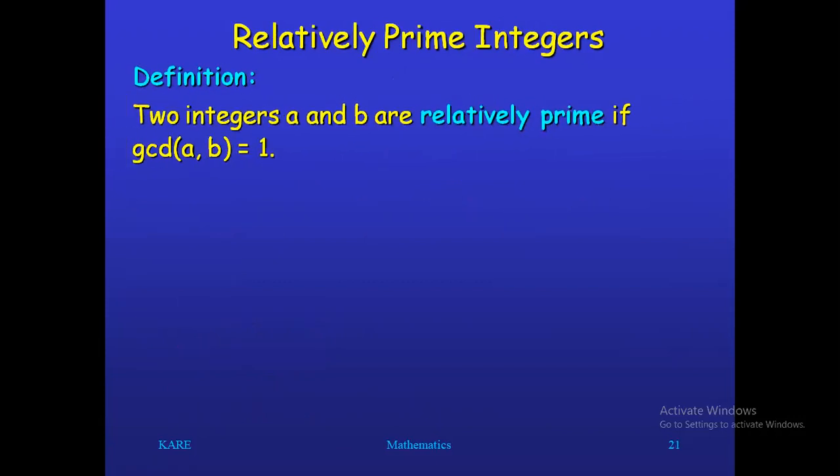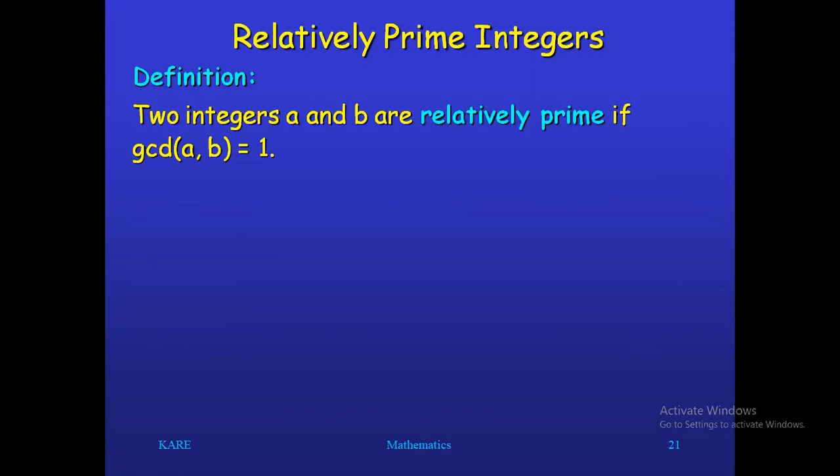Relatively prime integers. Two integers A and B are relatively prime if GCD of A comma B is equal to 1. So whenever two integers A and B are given, if I want to say those two numbers are relatively prime, then their GCD should be equal to 1. In such cases alone, I can say that those two integers are relatively prime.